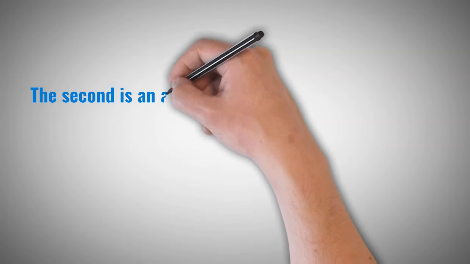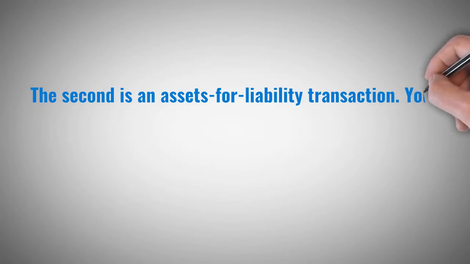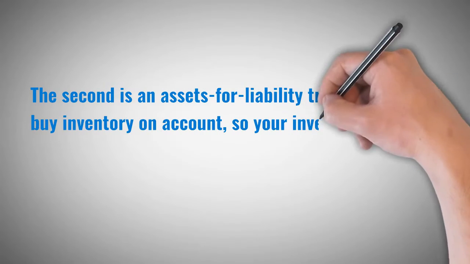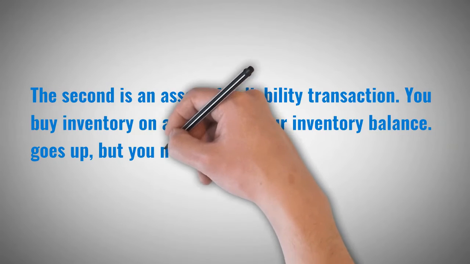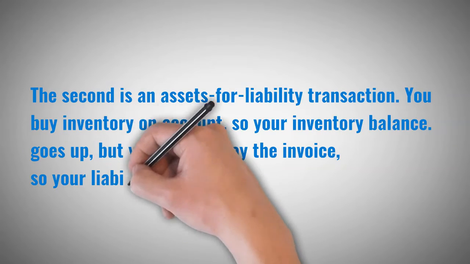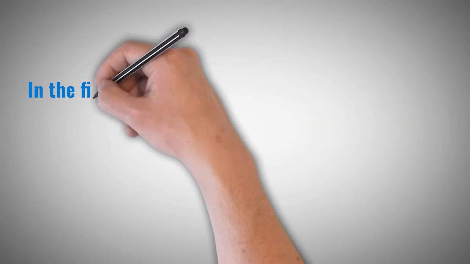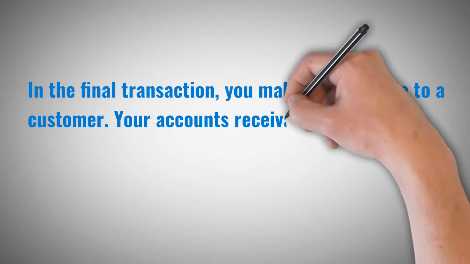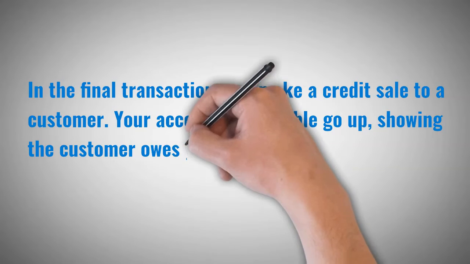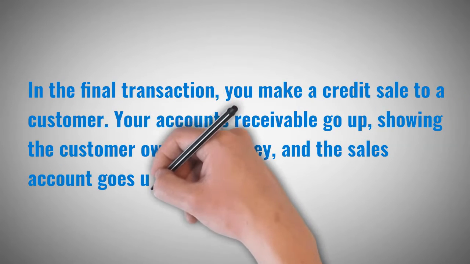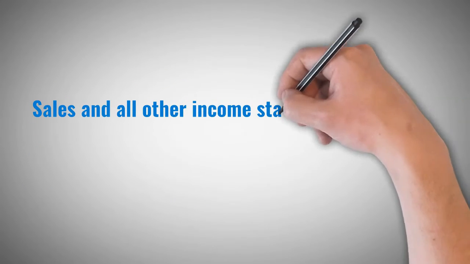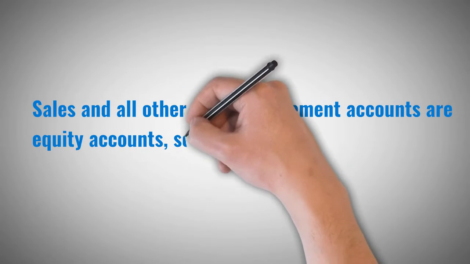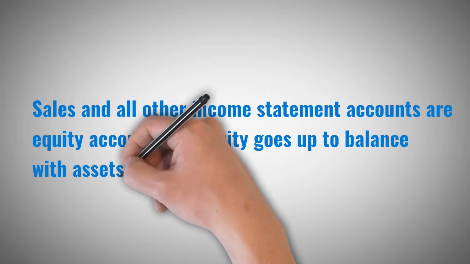The second is an assets for liability transaction. You buy inventory on account, so your inventory balance goes up, but you need to pay the invoice, so your liabilities go up as well. In the final transaction, you make a credit sale to a customer. Your accounts receivable go up, showing the customer owes you money, and the sales account goes up. Sales and all other income statement accounts are equity accounts, so equity goes up to balance with assets.